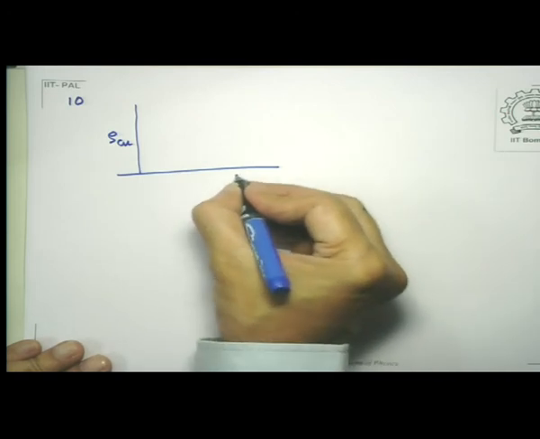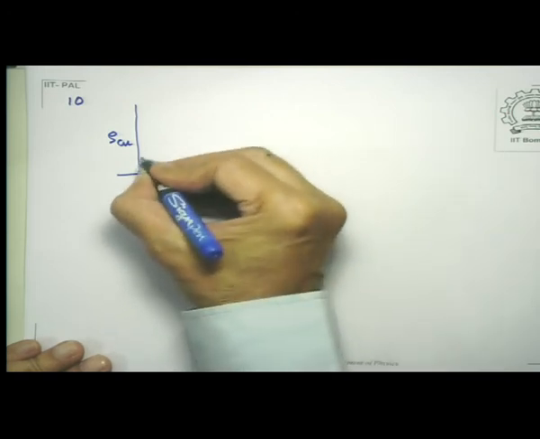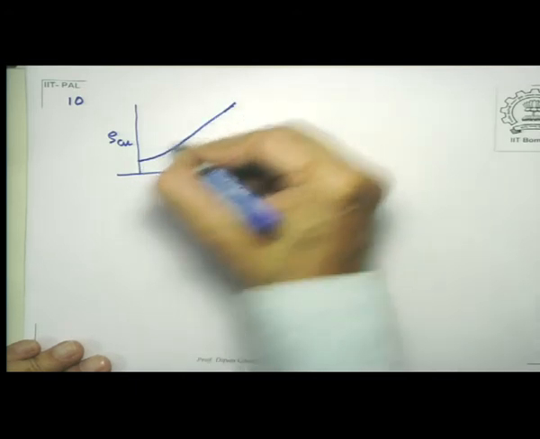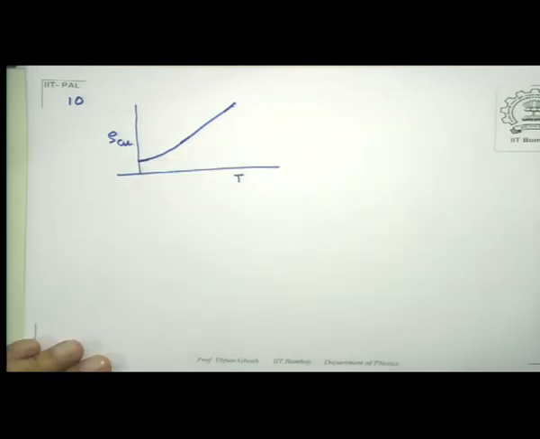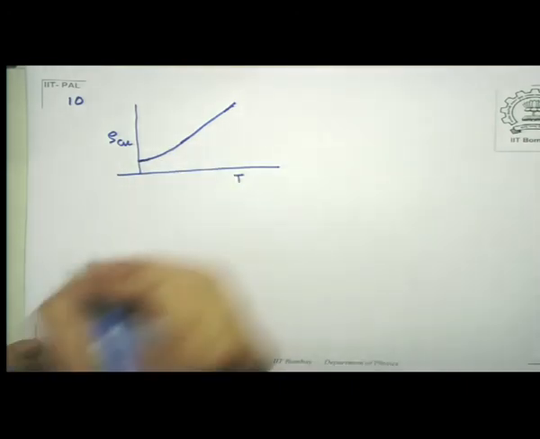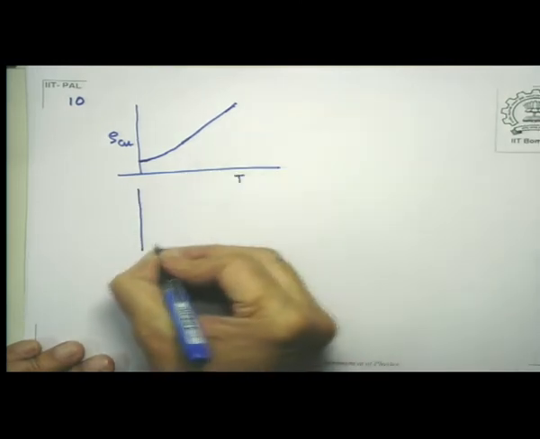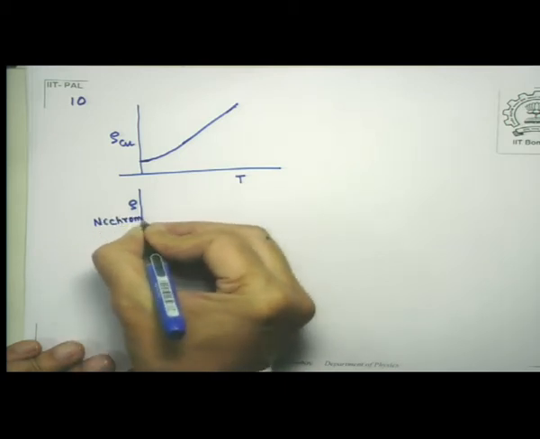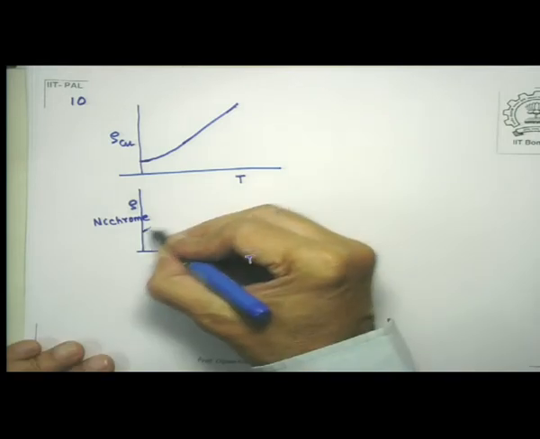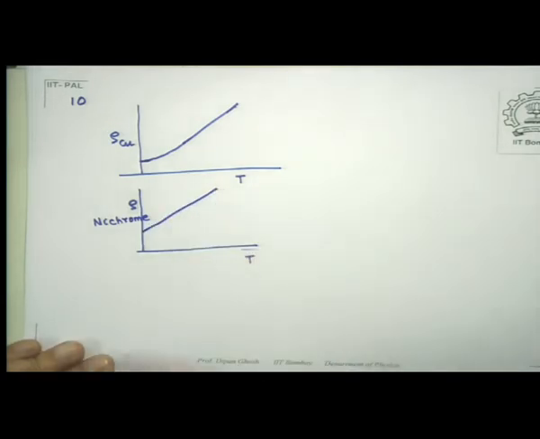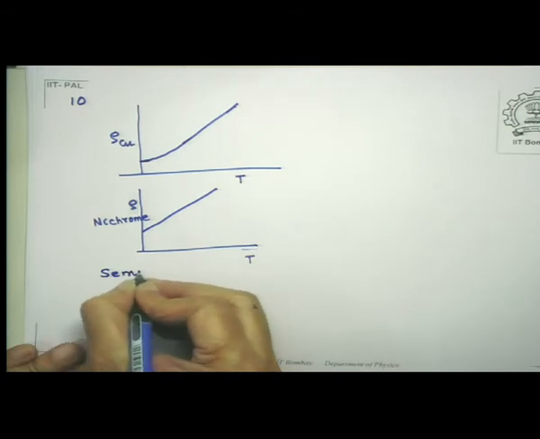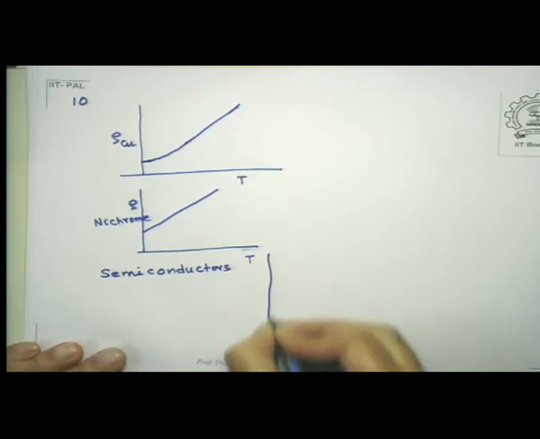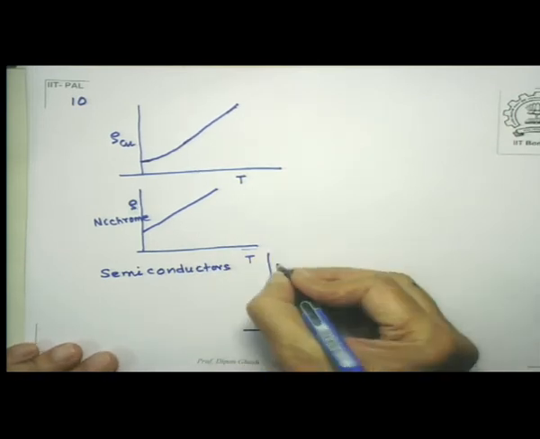For a material such as copper, if you plot resistivity versus temperature, the variation is like this. There is a wide range in which the linearity is valid, but of course there are some corrections here. So this is typically copper. Nichrome is much better, it's almost linear. But if you look at some semiconductors, the behavior is different. Basically, it goes like this.